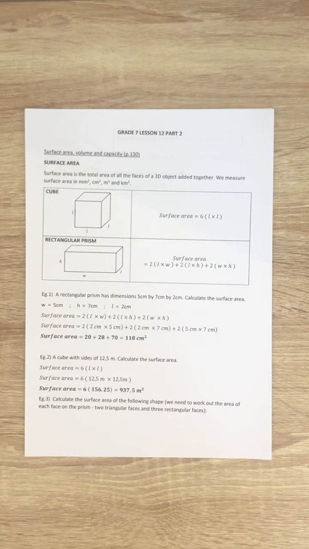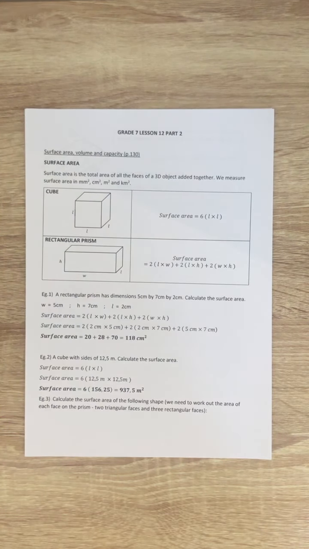In this lesson, we are going to go on with this topic. We're going to speak about surface area, and this can be found on page 130. So in the previous lesson, we discussed types of 3D objects, and we know that 3D objects have 3 dimensions. They've got length, width, and height.